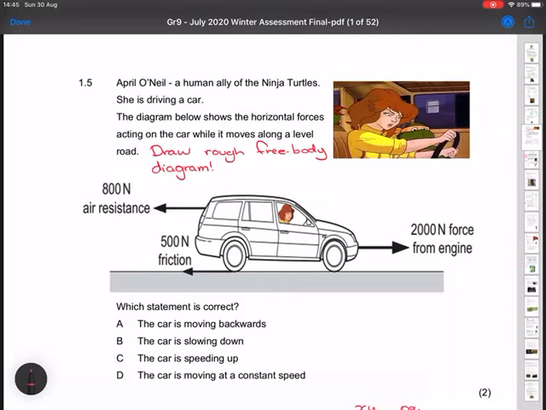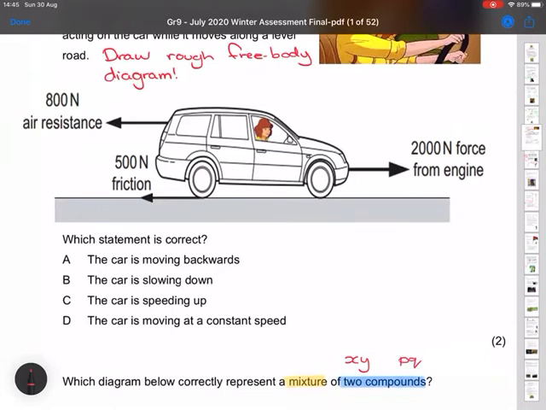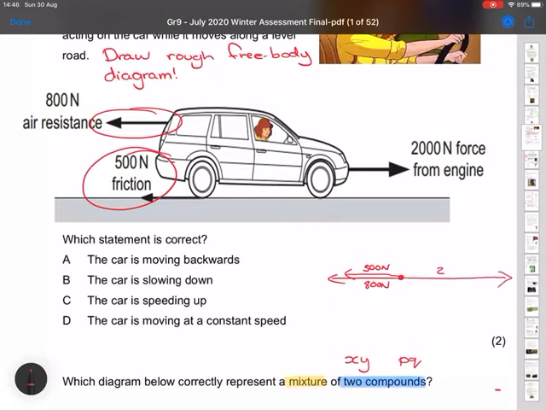Over here, it's a good idea to draw a free body diagram of the forces acting on April O'Neil's car. So we've got air resistance acting to the left. So there's a free body diagram. The dot represents the car. Remember, arrows always go out of the diagram, not into it. So this force here, 800 newtons, is acting to the left. We've also got 500 newtons of friction acting to the left. You can draw it together like that. The 500 newton arrow is a little bit shorter because 500 is smaller than 800 newtons. And you've got 2000 newtons, that's the driving force from the engine. I've drawn it as a very long arrow because 2000 is a lot longer than 500 or 800.